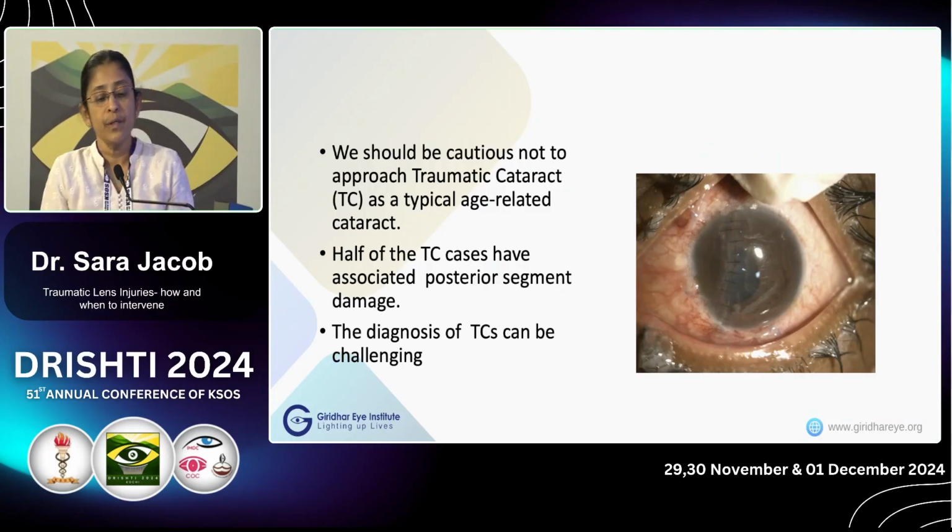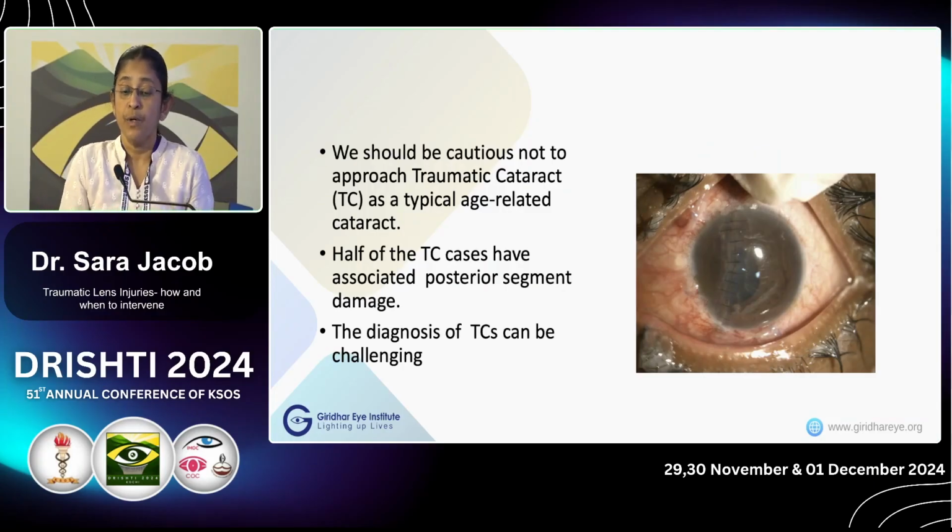Both open globe injuries and closed globe injuries cause a variety of lens trauma. We should be cautious not to approach traumatic cataract as a typical age-related cataract. This is because half of the traumatic cataracts have associated posterior segment damage, and the diagnosis of traumatic cataract is challenging in the presence of a hazy media. The cornea will be hazy, there may be hyphema, fibrin, and the pupil may be non-dilating.